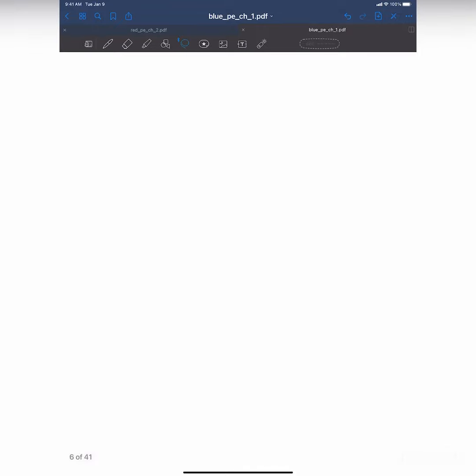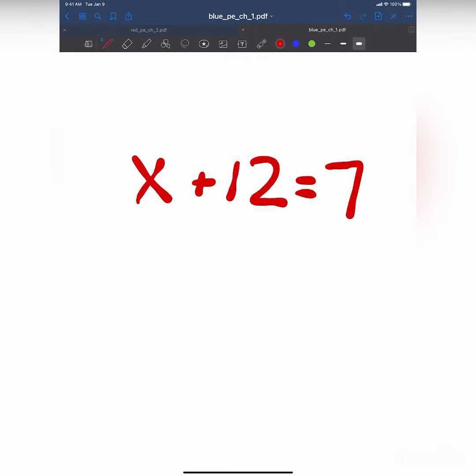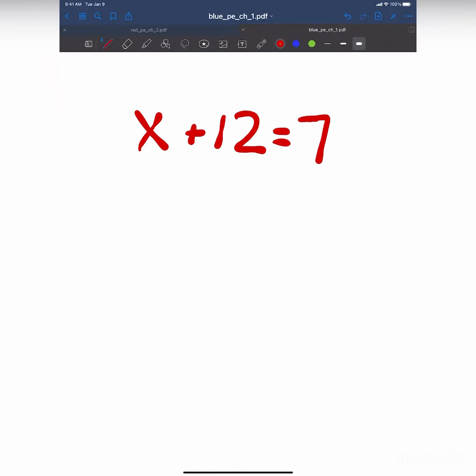Alright, first thing we can see on the court is we've got an x adding to 12 and it equals 7. I don't know about you, Chuck, but this looks like quite the problem. Yeah, Larry, I totally understand it. And I'm wondering how we're going to get x by itself.